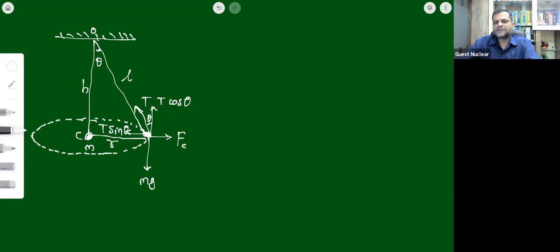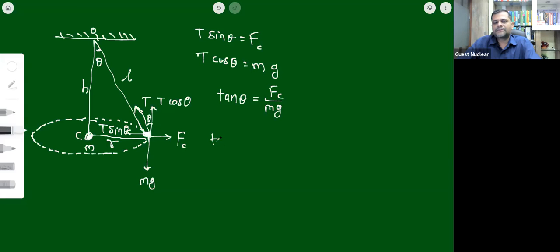And hence we can say that in equilibrium, this T sin theta is equal to Fc, and this T cos theta is equal to mg, correct? So we can just take this ratio. If we take the ratio of these two, the T cancels and we get sin theta upon cos theta, that is tan theta, which is equal to Fc upon mg, correct?